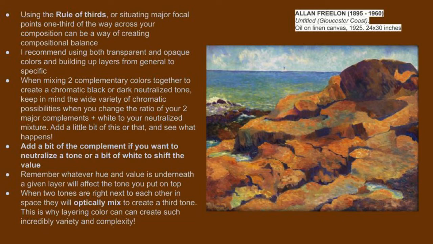Also remember that whatever hue and value is underneath any given layer, that will affect the tone that you put on top. Also, when two tones are placed right next to each other, they will optically mix in order to create a third tone. This is why layering color can create such incredible variety and complexity. There's many different ways to create a sense of shading or gradient in your painting, but layering subtle shifts of a variety of different hues and tones can be one of the most successful ways.